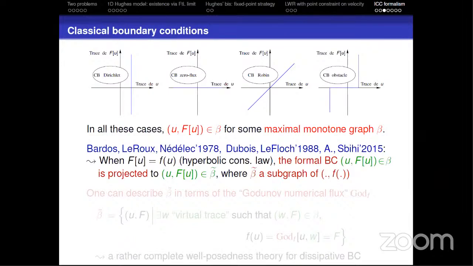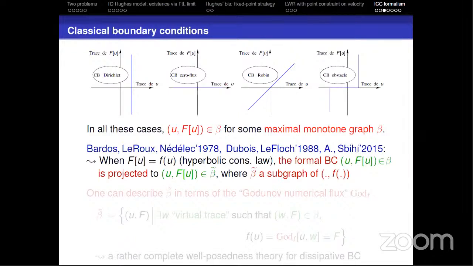When you take the hyperbolic situation and the formal boundary condition of this kind, it is projected, which is usual of singular limit problems. You can think of a boundary layer: if you think of any approximation procedure, it is projected to some different graph, which is a subgraph of F, because in a scalar conservation law, U and F of U are related by a functional relation. In practice, if U has a trace, then the trace of the flux is F of this trace. So you have to project on the graph of this.